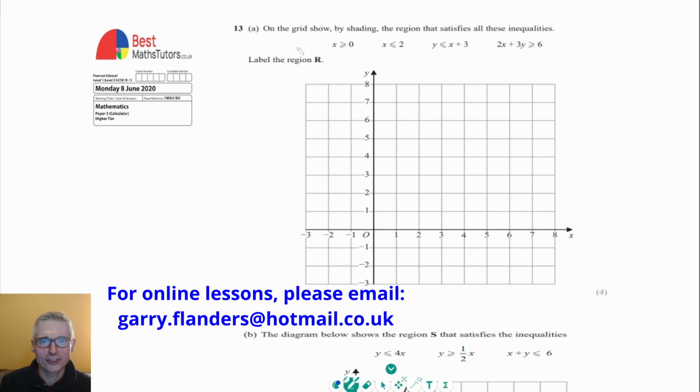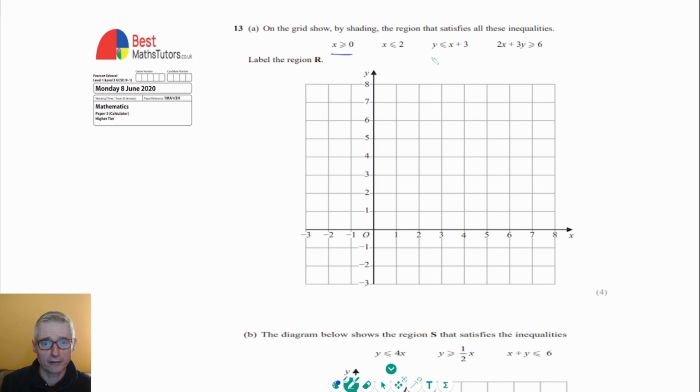This is question 13 and it's a question about graphical inequalities. It says that on the grid, show by shading the region which satisfies these inequalities. So x is greater than or equal to 0, x is less than or equal to 2, y is less than or equal to x plus 3, and 2x plus 3y is greater than or equal to 6.